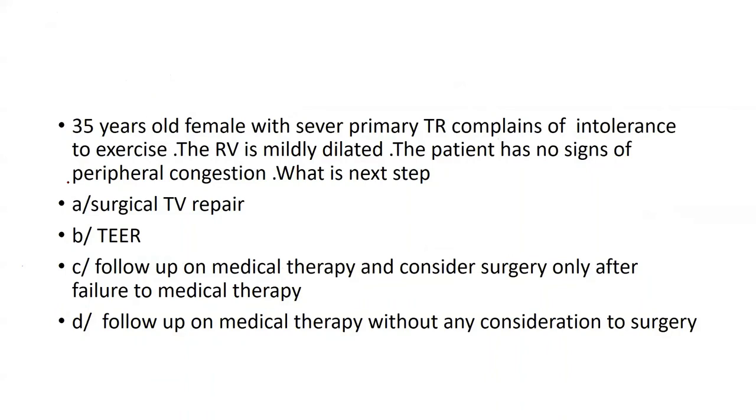Now a 37-year-old female with severe primary TR complains of intolerance to exercise. The RV is mildly dilated. The patient has no sign of peripheral congestion. What is the next step? Surgical TV repair or a transcutaneous edge-to-edge repair. Follow up on medical therapy and consider surgery only after failure of medical therapy. Follow up on medical therapy without any consideration for surgery. Then A, surgical TV repair. Surgical TV repair. Okay. Good.